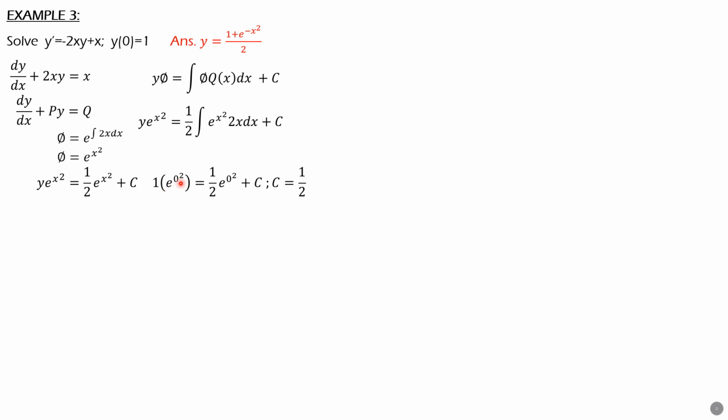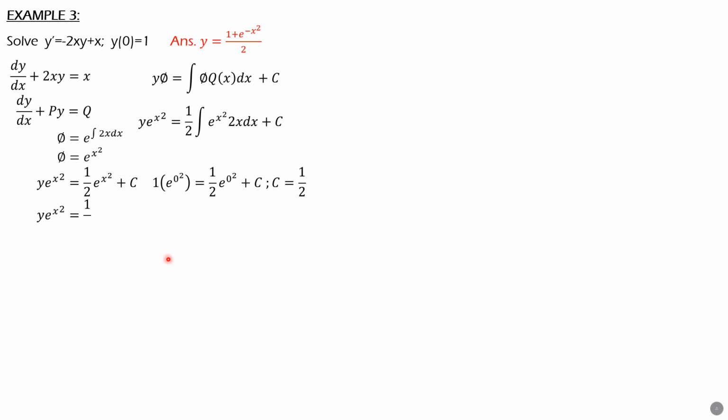So 1 times e to the 0 square is 1 times 1, so that is 1. 1/2 of e to the 0 square is 1/2 of e to the 0, so this is 1/2. So 1 minus 1/2 equals c, so that means c is 1/2. Having found c is 1/2, then the solution is, substitute here rather, y e to the x squared equals 1/2 e to the x squared plus 1/2.